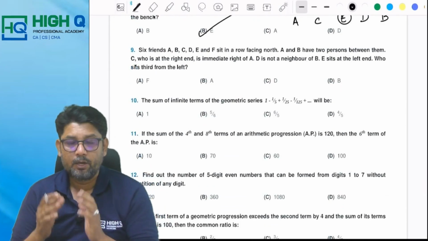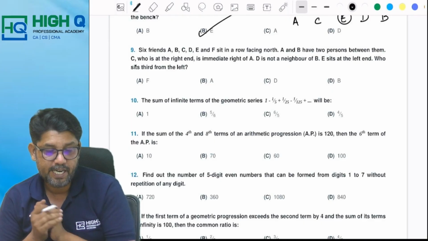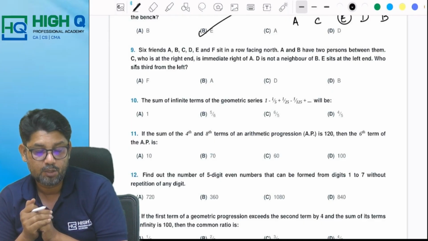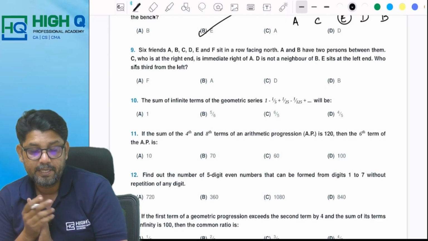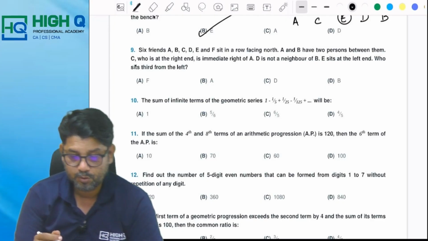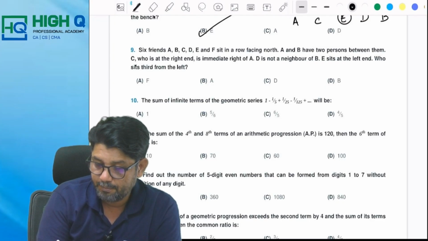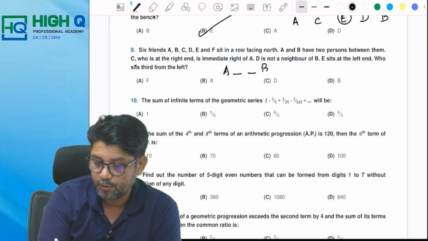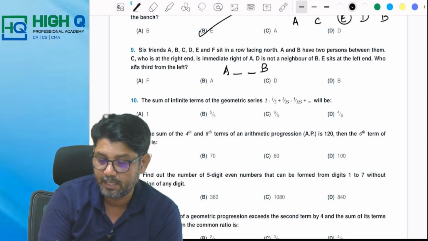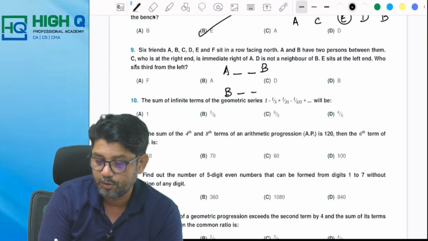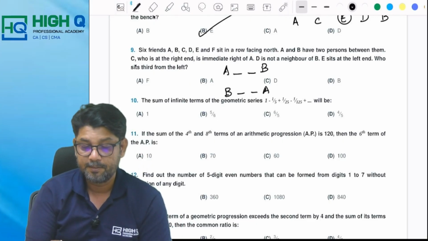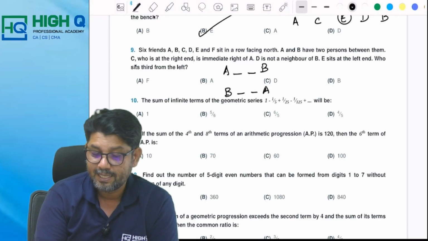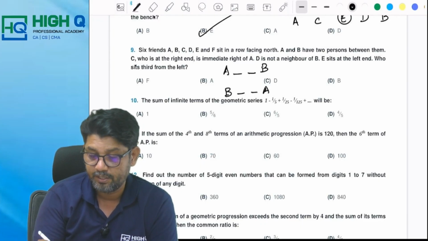Next question. Now let us start with sum number 9. Six friends A, B, C, D, E, and F sit in a row facing north. A and B have two persons between them. So the first hint is that A and B have two persons between them. Is it necessary to be like this? No, this way is also possible. Is that correct? Next, C, who is at the right end, is immediate right of A.